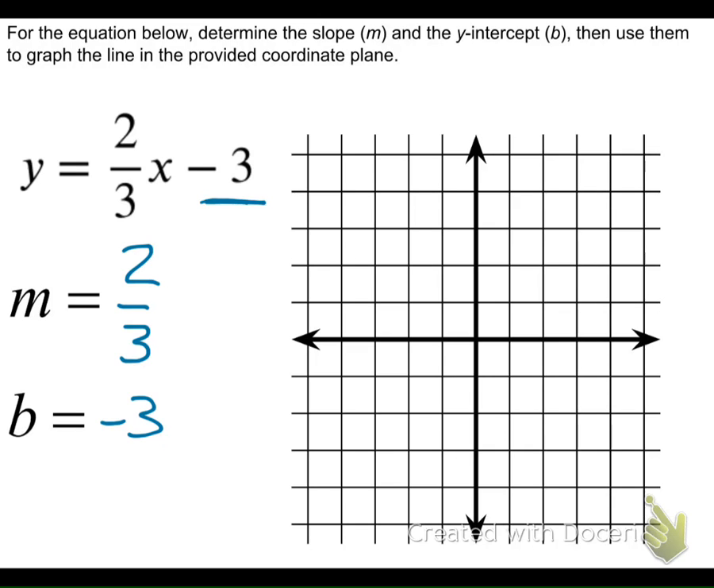I'm going to plot on -3, so I'm going to start at the origin, and I'm going to go straight down 3. The y-intercept is where the line crosses the y-axis. So then from here, now I know my slope as well, so I'm going to do the rise over run, which is 2/3. So I'm going to start with my plotted point, and I'm going to go up 2 from the plotted point, and then over 3.